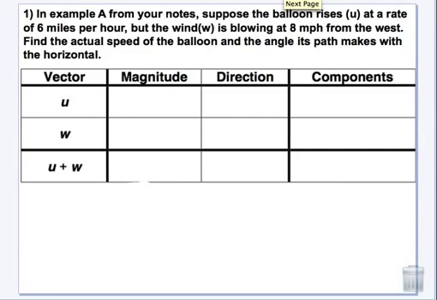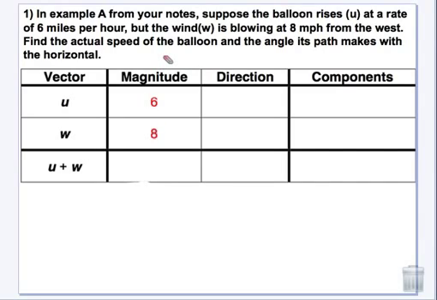All right, so now let's look at our examples. For problem number 1, this is in the worksheet. In example A from your notes, suppose the balloon rises at a rate of 6 miles per hour. That's our speed there, or our magnitude. So the balloon's going to rise 6 miles per hour. Just put 6. You don't need to use the units of measurement. But the wind is blowing at 8 miles an hour. So our magnitude for the wind is 8.